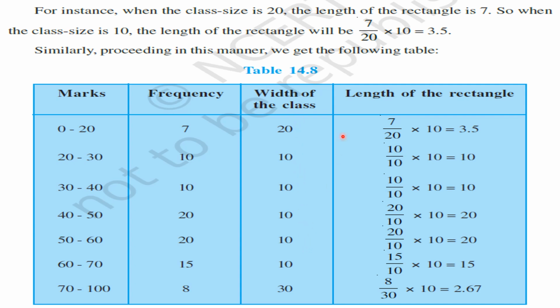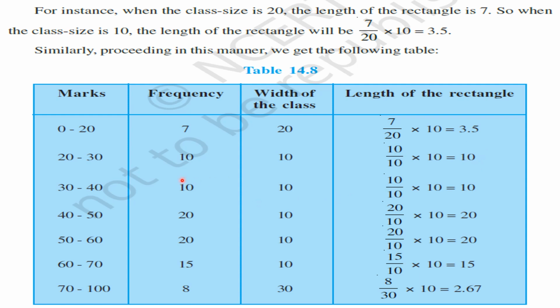Now we have to find the modified lengths of the rectangles by using this formula. What is the formula? Frequency, that is the length of the rectangle, divided by the width of the class, into the minimum class size, that is 10. In these class sizes, the minimum size is 10, so into 10. By using this formula, we have to modify the lengths of the rectangles of each class. By simplifying these numbers, we get 3.5.